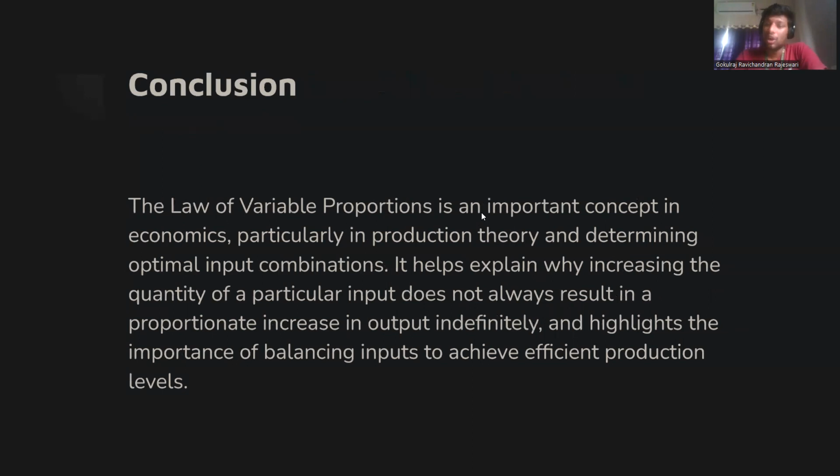So, conclusion. The law of variable proportion is an important concept in economics, particularly in production theory and determining optimal input combinations. It helps explain why increasing the quantity of a particular input does not always result in the increase of an output. As we saw in the previous example, increasing the number of workers working in a particular piece of land will not automatically lead to increase in output after a particular point. And it also highlights the importance of balancing inputs to achieve efficient production levels.